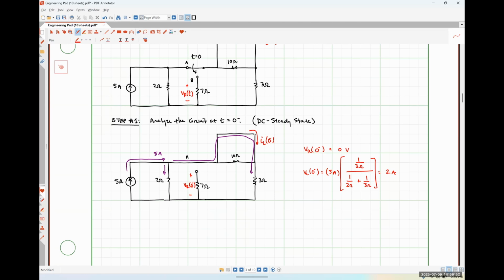Should the 0 minus be IL? Oh, yes, sorry about that. That should totally be IL, not VL. Thank you for that. I just mislabeled it.